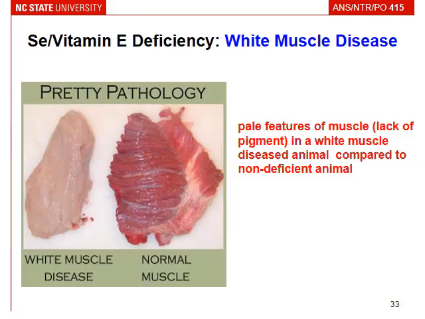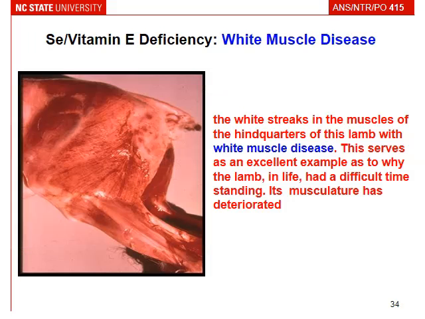muscle tissue. So you can see it has that dark red pigment that you would anticipate, especially with lamb. So here you can see the white muscle disease, and it's referred to that because we have these white streaks within the hindquarters, actually everywhere. Because these muscles are not able to function correctly, that's why that lamb had a difficult time standing and why it was hunched and looked like it was in a significant amount of pain as it walked.